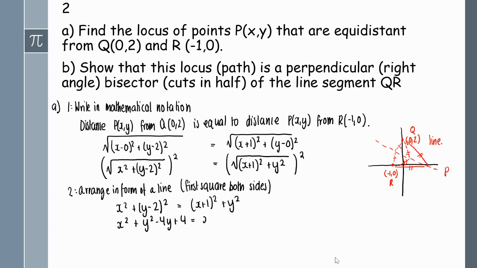So let's expand the brackets. I'll get x squared plus y squared minus 4y plus 4 from the y minus 2 squared, is equal to, I expand that x plus 1 squared, I'll get x squared plus 2x plus 1 plus the y squared hanging off the end. And notice I'll cancel. So the x squares will cancel, the y squares will cancel, and I'll be left with minus 4y plus 4 is equal to 2x plus 1. Take the 4 to the other side, I'll get minus 4y is equal to 2x minus 3.